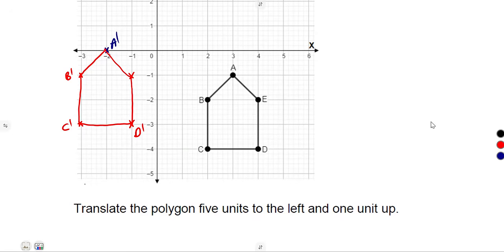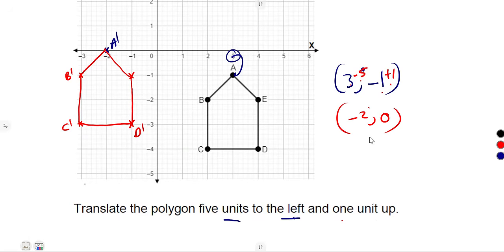Or you can use the condition that I was explaining before: 5 units to the left, you subtract from each x value. So for an example, it's 3 versus minus 1. 5 units to the left, it means we're going to subtract 5. Then 1 unit up, we add to the y value. So 3 minus 5 is minus 2. Minus 1 plus 1 is 0. So the image will end up at minus 2, 0, which is this one.